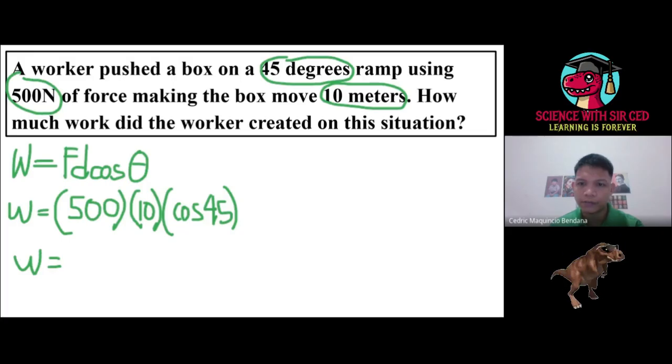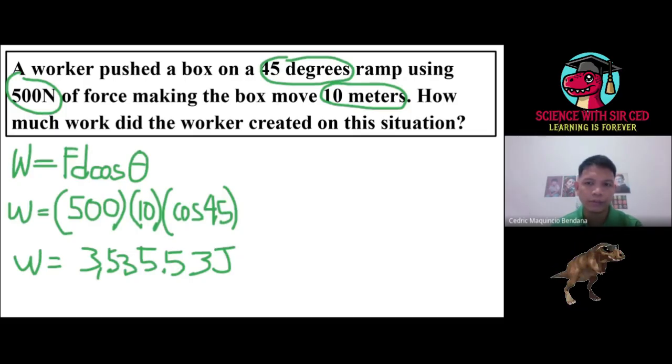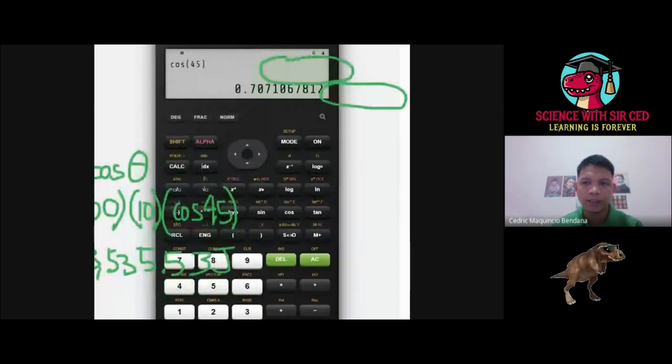Did you get it? Okay, wait. Something is wrong. Okay. So you will be getting 3,535.53 joules. Okay. Let's do it in a different manner. Let's do cosine 45. Cosine 45 must be 0.7071067812. That is cosine 45. It's going to be like this.